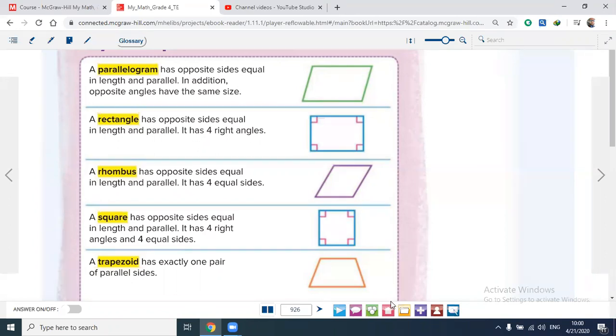Quadrilaterals. As you see here, parallelogram: each of the sides are parallel and equal length. A rectangle is a parallelogram with four right angles. A rhombus is a parallelogram with sides the same length. A square is a parallelogram with four right angles and the sides are the same. A trapezoid has exactly one pair of parallel sides. It's the summary of the kinds of quadrilaterals.